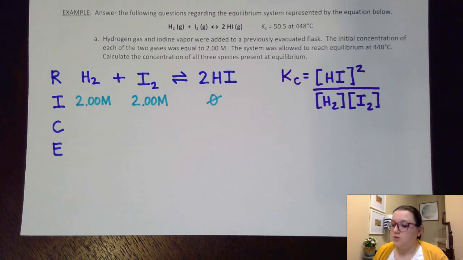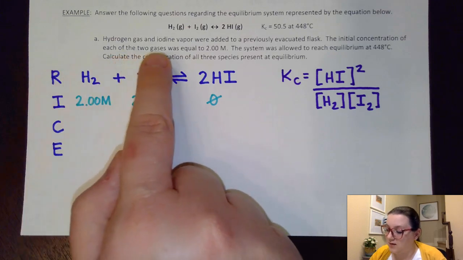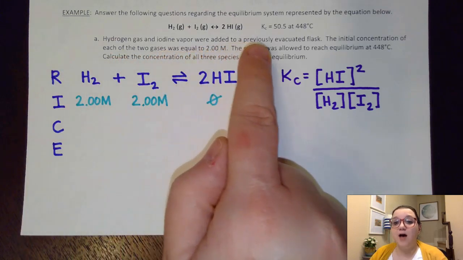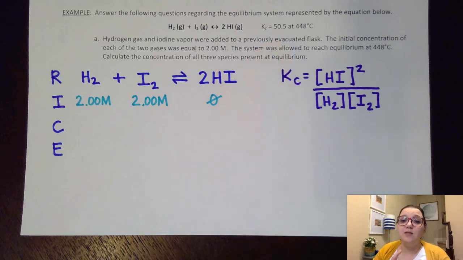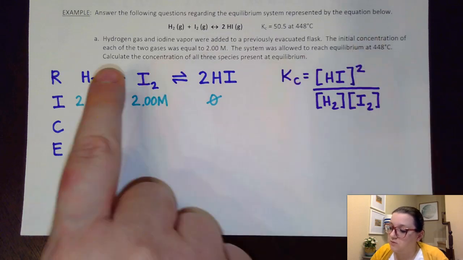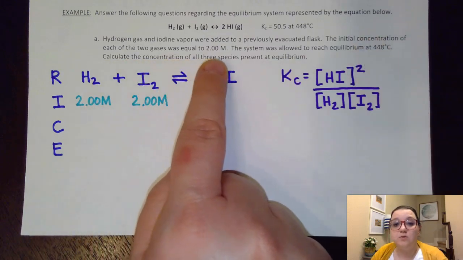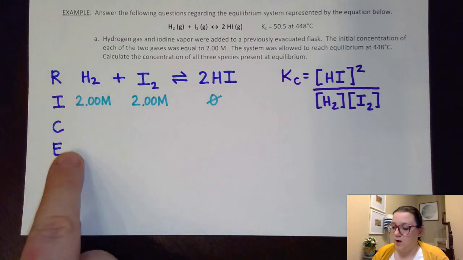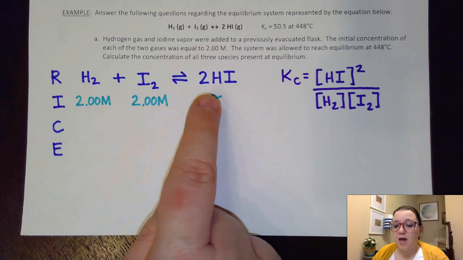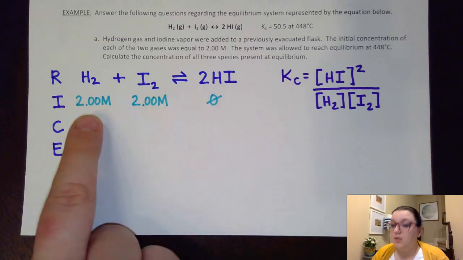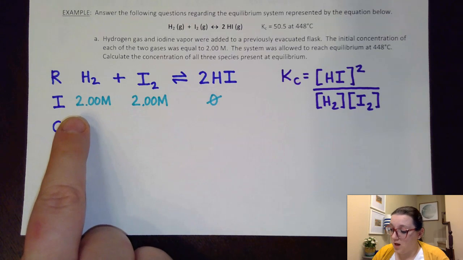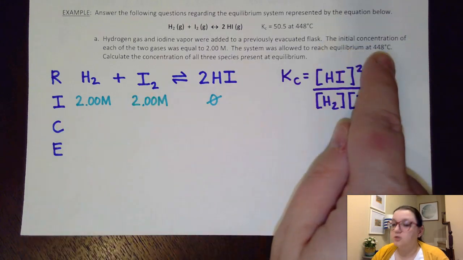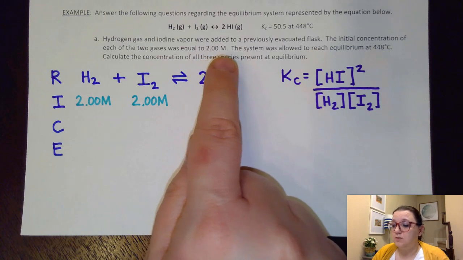Then they give us some additional information here. They say hydrogen gas and iodine vapor were added to a previously evacuated flask, meaning I cleared everything out of the flask before I added these two gases in. The initial concentration of each of the two gases was equal to 2.00 molarity. So I'm going to start to organize that information in a RICE table. You notice I came over here and put RICE down. I wrote my balanced reaction, and I included the initial concentrations: each of those gases was 2.00 molar.